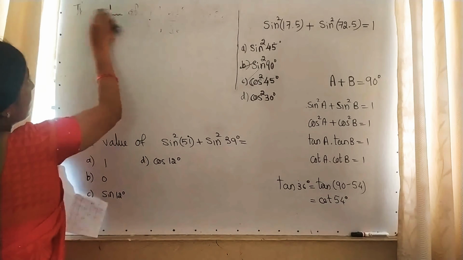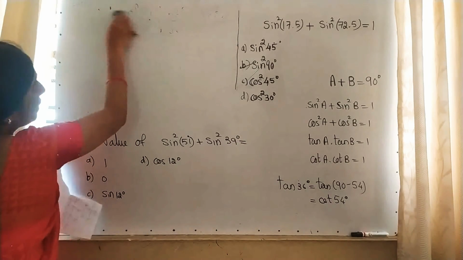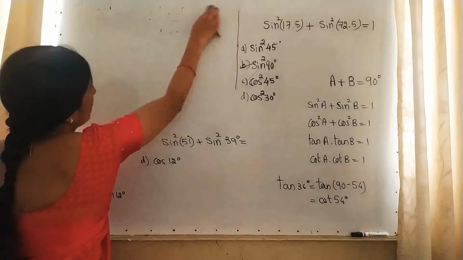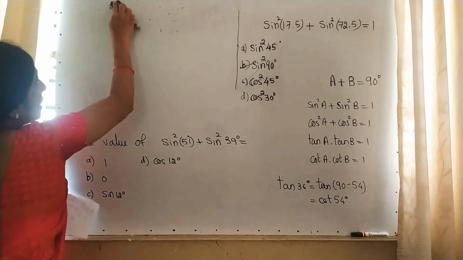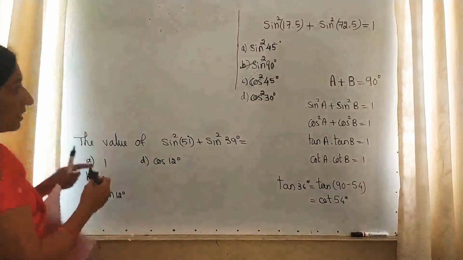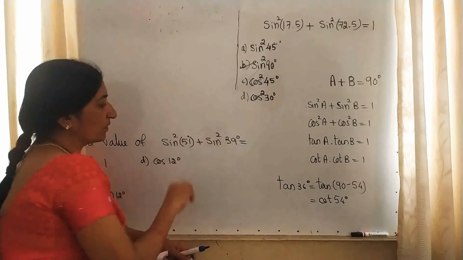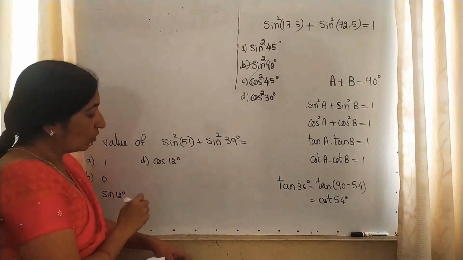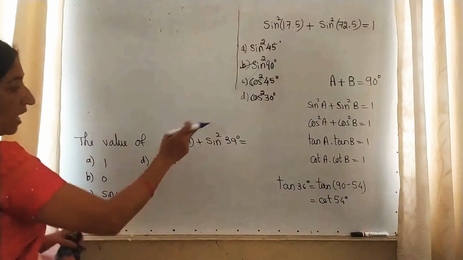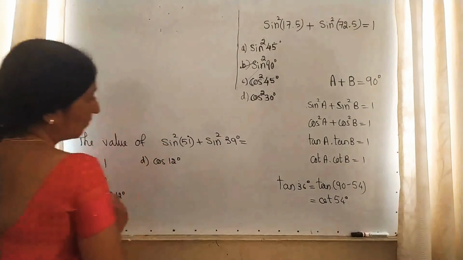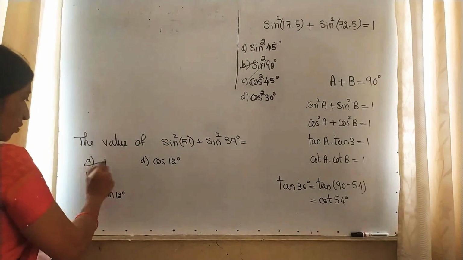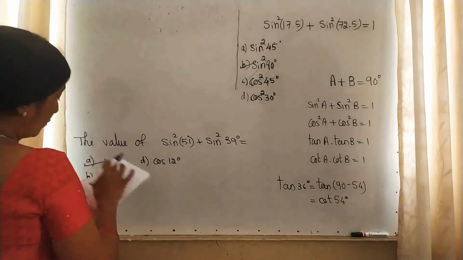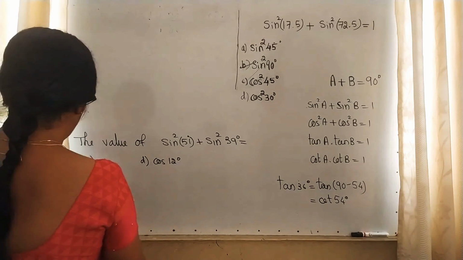See the next one. Sin square 51 degrees plus sin square 39 degrees. When you add these two, 51 plus 39, is it 90 degrees or what? Yes, it is 90 degrees. And it is in the form of sin square A plus sin square B. That answer is also 1. Now I am moving to the next question. See the next question.